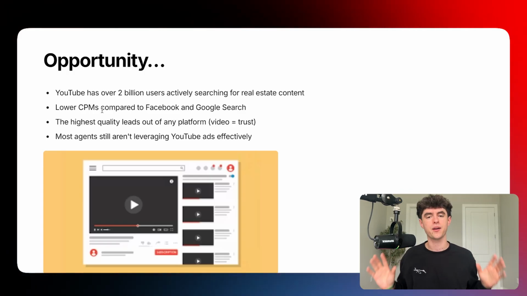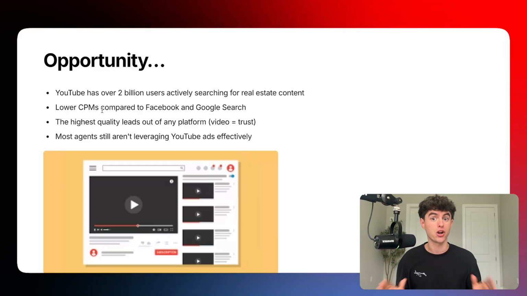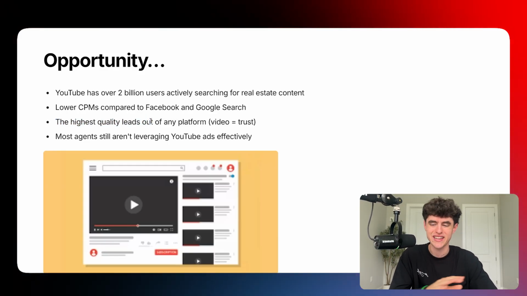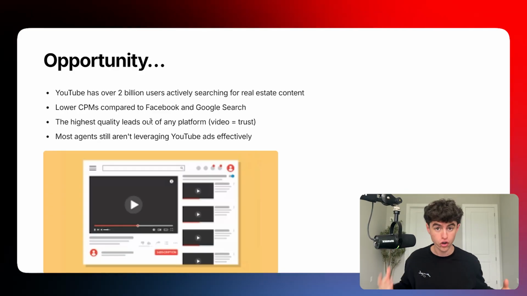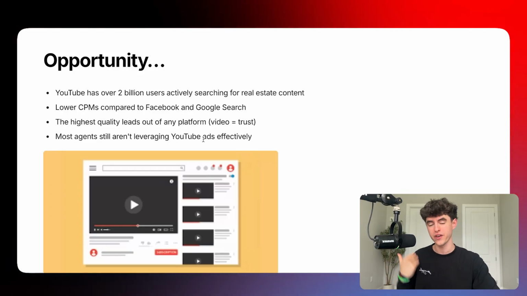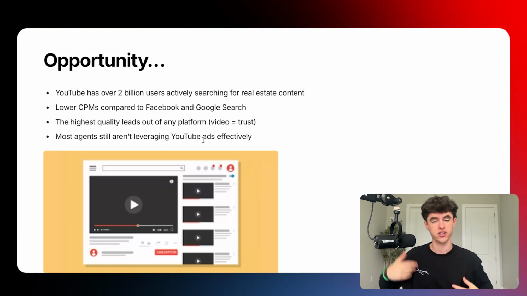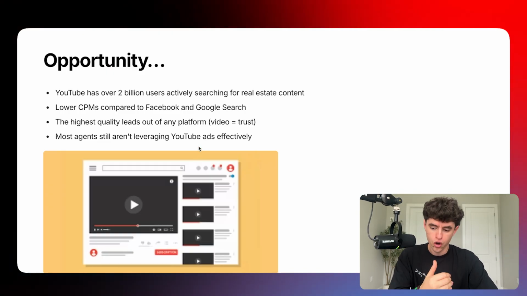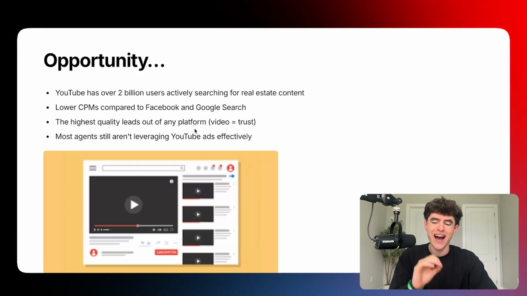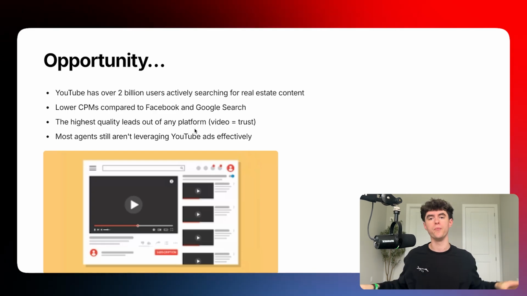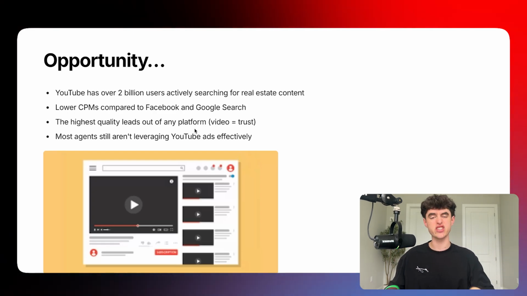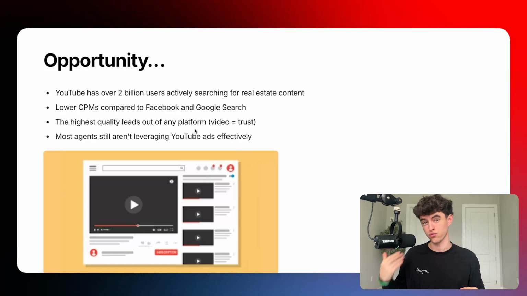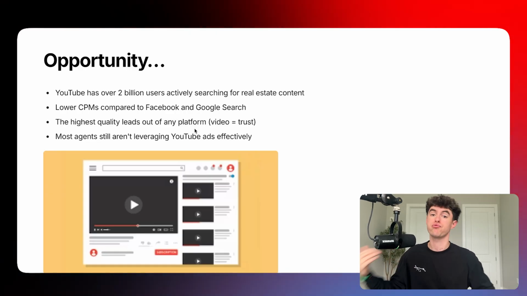So you're not competing in a space, and it's a much less saturated area. Because of this, these are the highest quality leads out of any platform. Also, when you record yourself on video, you're building a sense of trust because people get to see you, and that's just an inadvertent effect. Along with the fact that most agents are not leveraging YouTube ads effectively. So it's unsaturated as it is, but probably about 80 to 90% of those who are doing it aren't even using the right systems to generate profitable results.